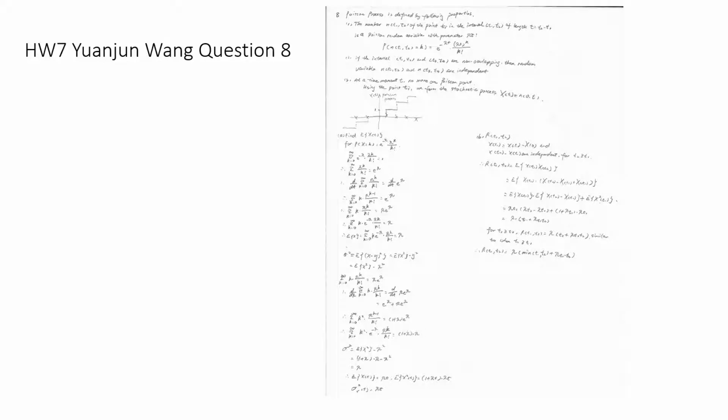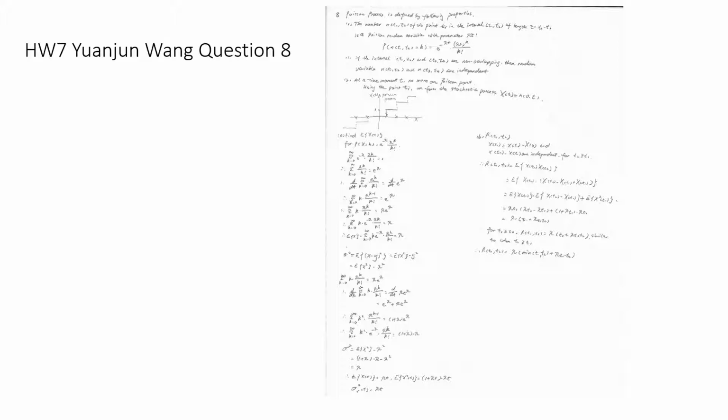Homework 7, question 8. The question says the Poisson process is defined by the following three properties. The first: the number N(t1, t2) of the points ti in the interval (t1, t2) of length t equals t2 minus t1 is a Poisson random variable with parameter lambda t. So the probability that N(t1, t2) is equal to k is e to the negative lambda t times (lambda t) to the k over k factorial.